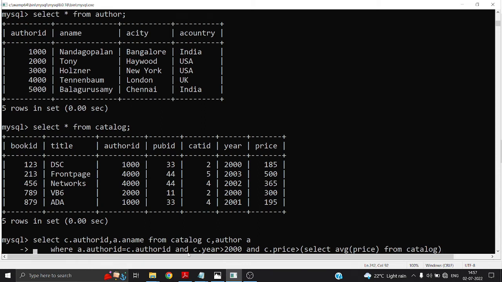When we are referring the two tables, our job is to check whether both tables have the same column name or not. Yes, perfectly. Author table is having author ID and catalog table is having author ID. So both tables will have author ID as a common field. That's why our next job is to check whether this column is primary key in one table and foreign key in other table. Obviously that condition is also true.